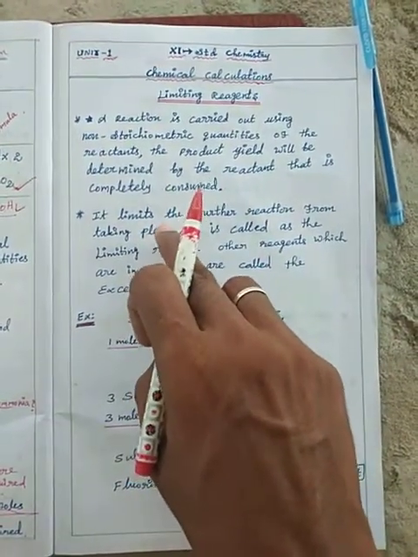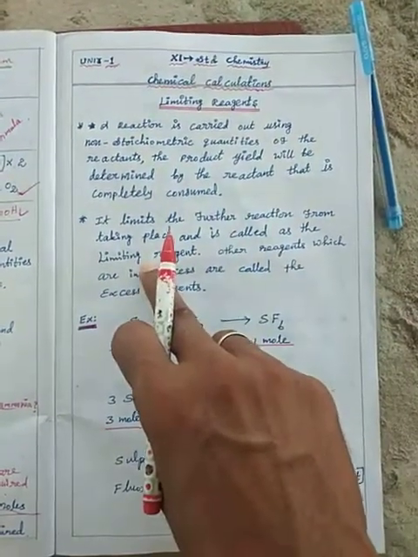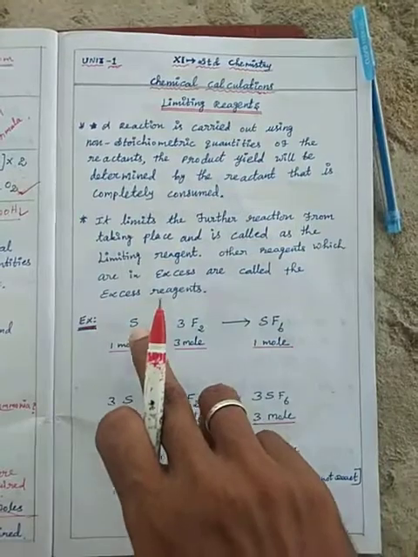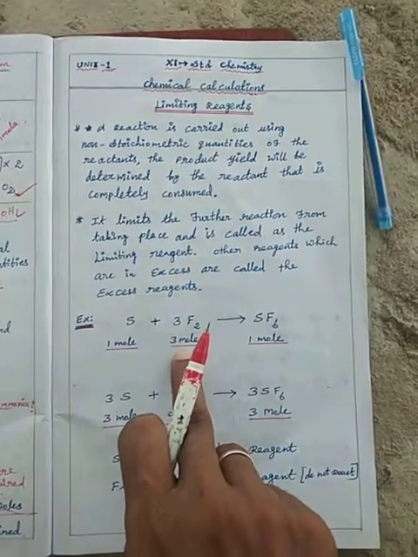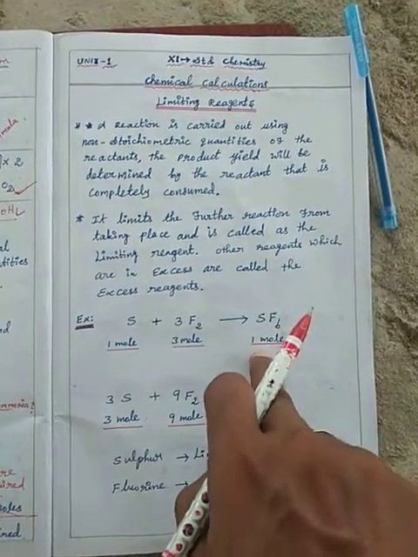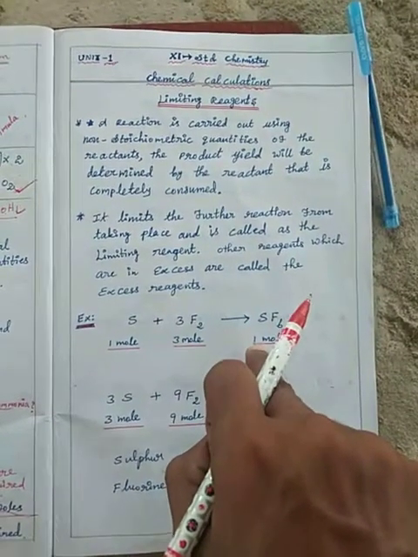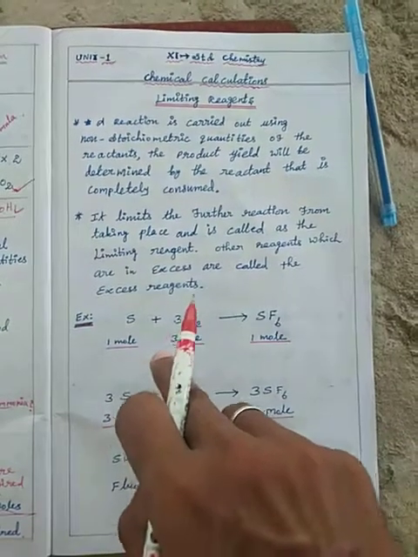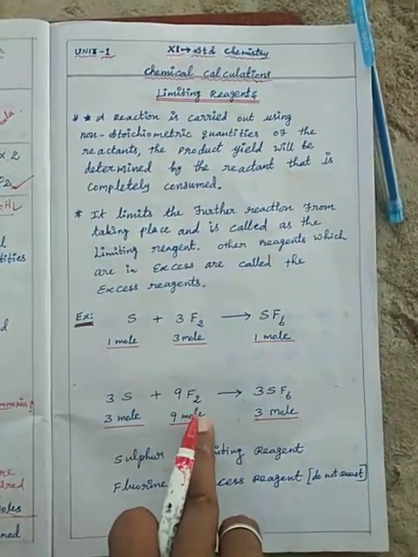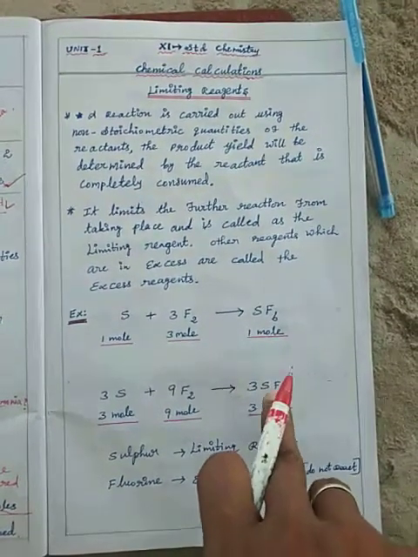So what is meant by a limiting reagent? The reactant that limits the reaction from proceeding further is called the limiting reagent, and the other is the excess reagent. For example, 1 mole of sulfur and 3 moles of fluorine give the product 1 mole of sulfur hexafluoride. So taking 3 moles of sulfur and 3 times 3, 9 moles of fluorine, the product is 3 moles of sulfur hexafluoride.